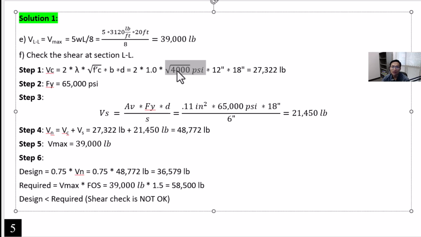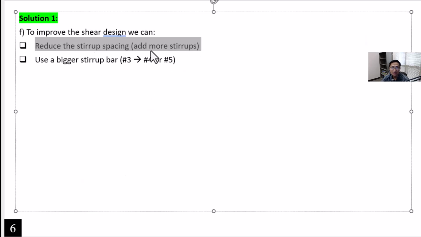Okay. Beyond that, you can also increase the strength of the concrete over here. Instead of using 4,000 psi, you can use like 4,500 psi. That will improve as well. However, the easiest way to improve the shear design is to reduce the stirrup spacing, which means we add more stirrups, or use a bigger stirrup bar. For example, instead of using bar number 3, we use bar number 4 or bar number 5. Okay.